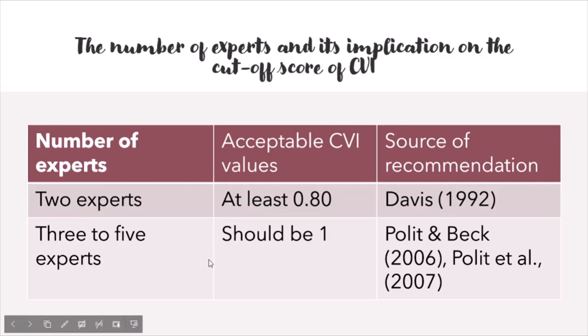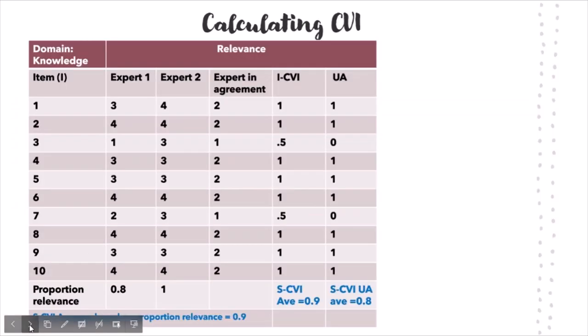Okay, and what is now the implication of those cutoff scores? According to Davis in 1992, if you have 2 experts, the acceptable content validity index value is 0.80. Meaning, we should get a score of 0.80 and above in order that we can say that our survey questionnaire is satisfactory. Let us now make a conclusion based on our computed values.